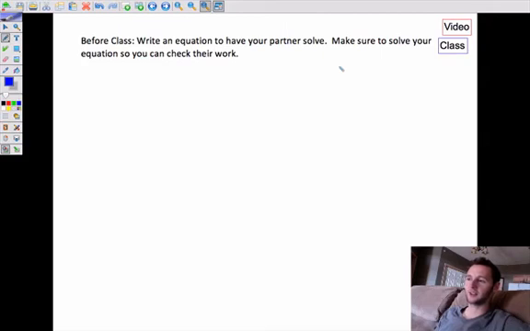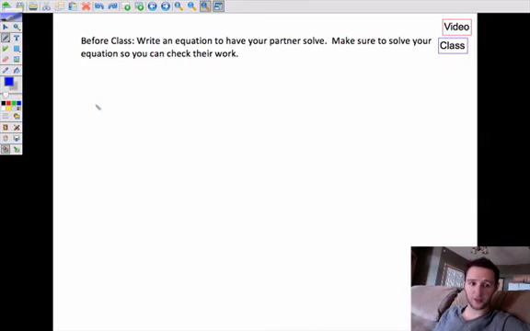And try to challenge yourself a little bit. I don't want everyone walking in with 2x plus 5 equals 10. Okay, that'd be pretty boring. So let's try not to all make a very simple two-step equation. Maybe try putting some parentheses in there, or some variables on both sides, so that we have actually a few steps that we need to do in order to solve this.